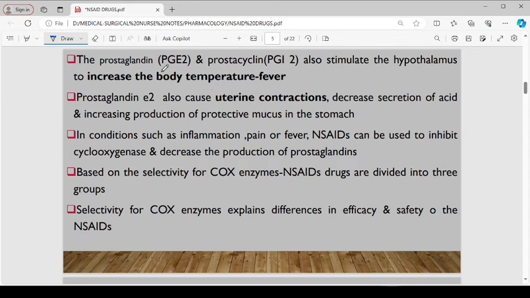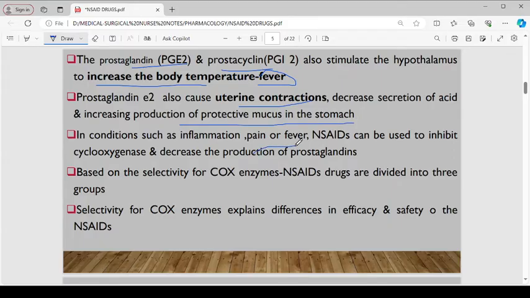Prostaglandin E2 and prostacyclin are also involved in stimulation of the hypothalamus, and in this process they increase the body temperature, generally leading to fever in a patient. Prostaglandin E2 also causes uterine contractions. Furthermore, they can also decrease secretion of gastric acid, while increasing production of protective mucus in the stomach.